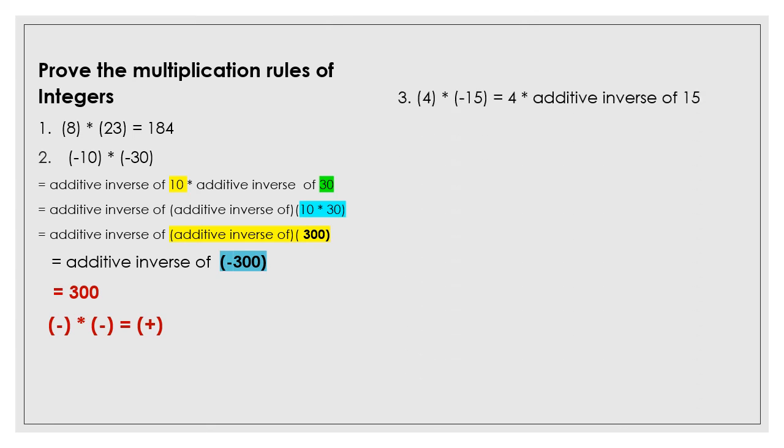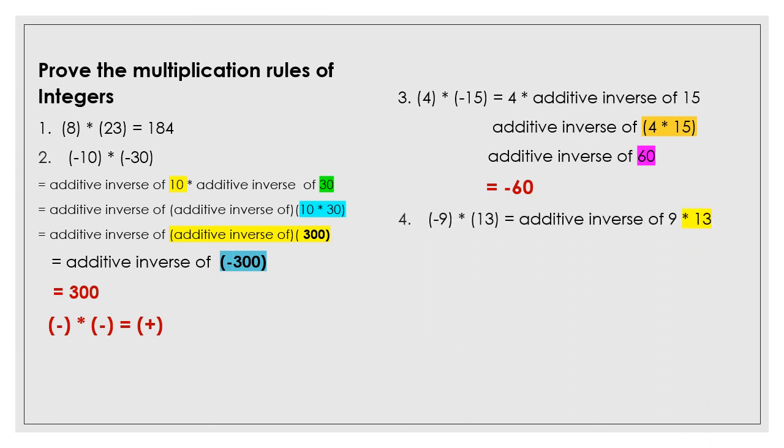Number 3, we have 4 times negative 15. So this is equal to 4 times the additive inverse of 15. And 4 times 15 is 60. So the additive inverse of 60 ay negative 60.